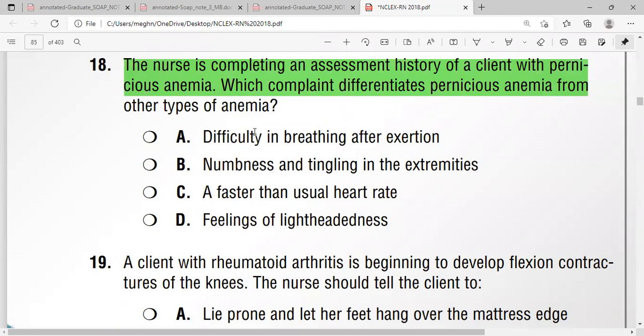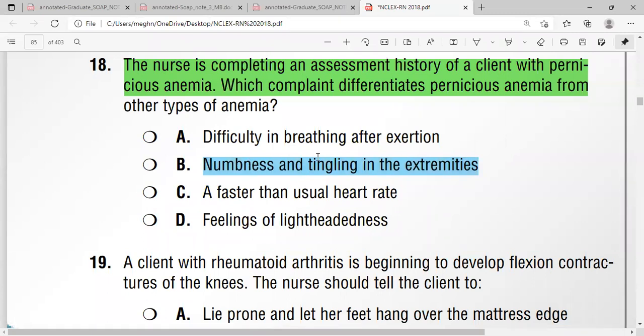Number A, difficulty in breathing after exertion. B, numbness and tingling in the extremities. C, a faster than usual heart rate. Number D, feeling of lightheadedness. The correct answer is numbness and tingling sensation in the extremities.